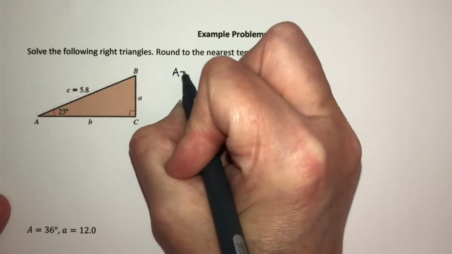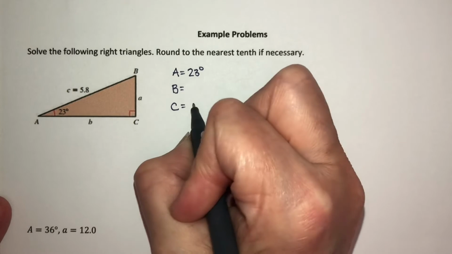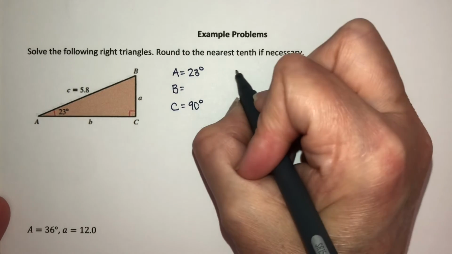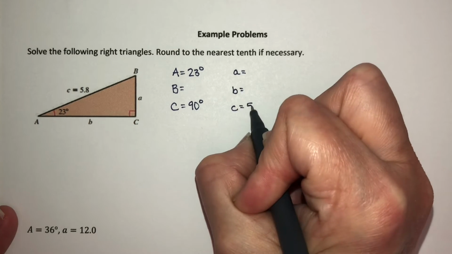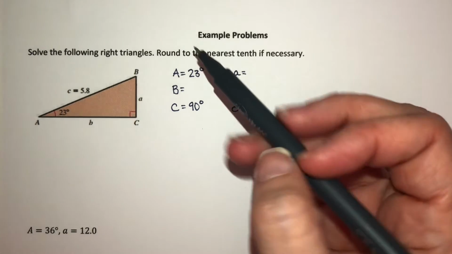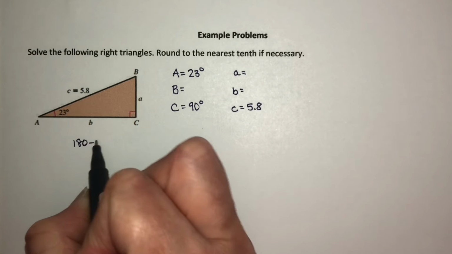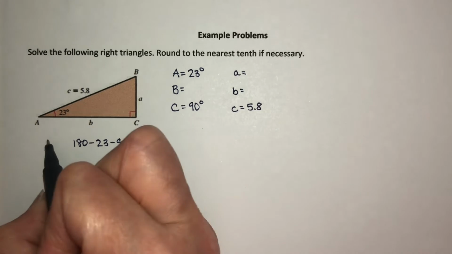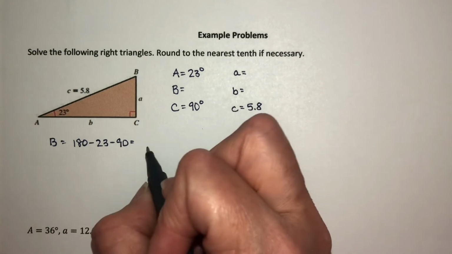So A is 23 degrees. B, I don't know yet. C is 90 degrees. Side a, I don't know yet. Side b, I don't know yet. And side c is 5.8. Okay? Well, we know that if we add up the angles of our triangle, they need to add up to 180. So basically 180 minus 23 minus 90 is going to give me angle B. And so angle B is 67 degrees.